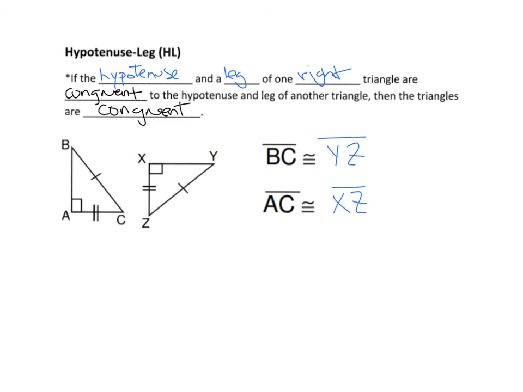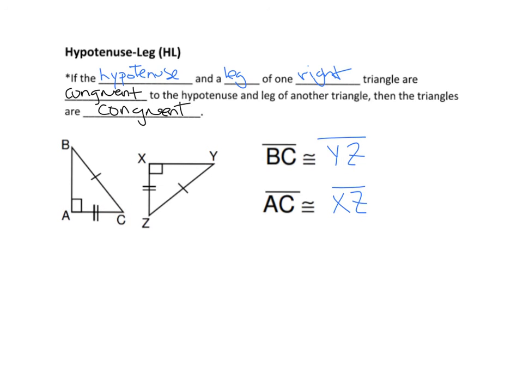So there's technically 3 things you're looking for. The hypotenuses have to be marked as congruent. One of the legs has to be marked as congruent. And most importantly, you have to have a right angle. Okay. If you have those 3 components, then hypotenuse leg exists.